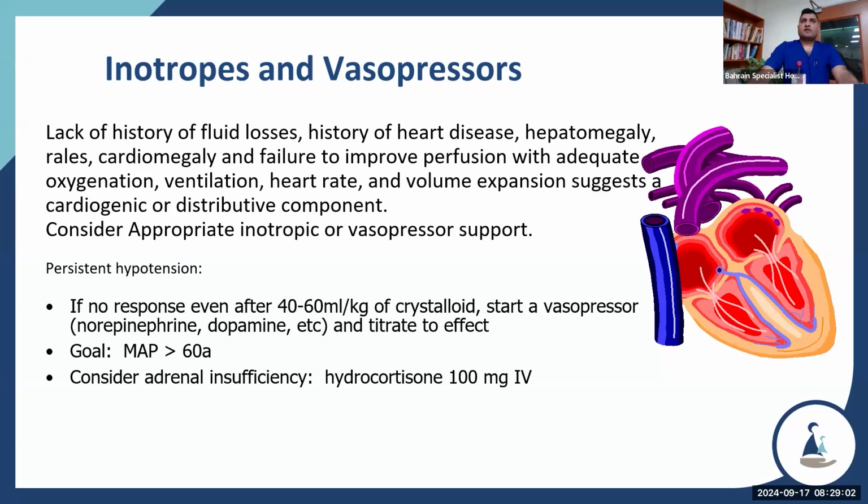Lack of history of fluid losses, history of heart disease, hepatomegaly, rales, cardiomegaly, and failure to improve perfusion with adequate oxygenation, ventilation, heart rate, and volume expansion suggest a cardiogenic or distributive component. Consider appropriate inotropic or vasopressor support. For persistent hypotension, if no response even after 40 to 60 ml per kg of crystalloid, start a vasopressor, norepinephrine or dopamine, and titrate to effect. Goal should be more than 60. Consider adrenal insufficiency and give hydrocortisone 100 milligram IV.